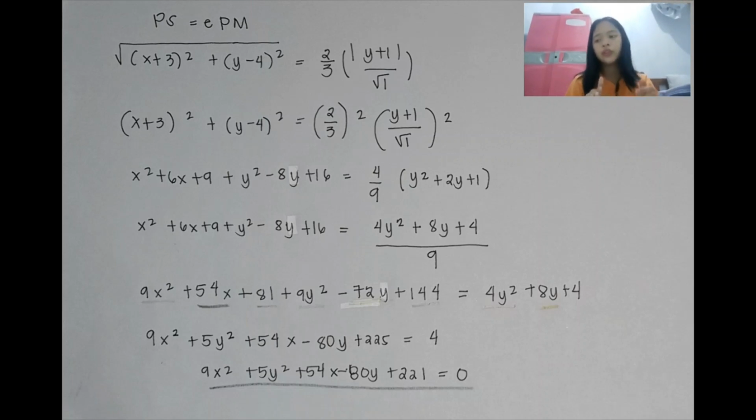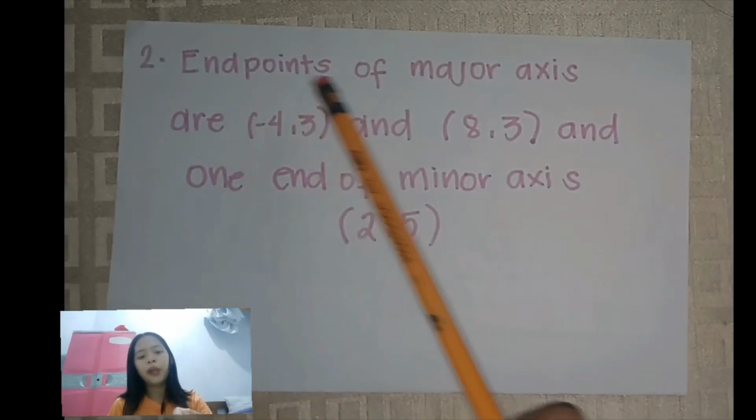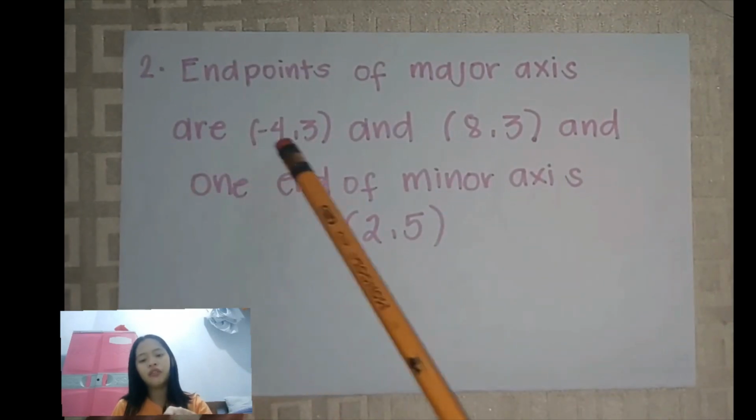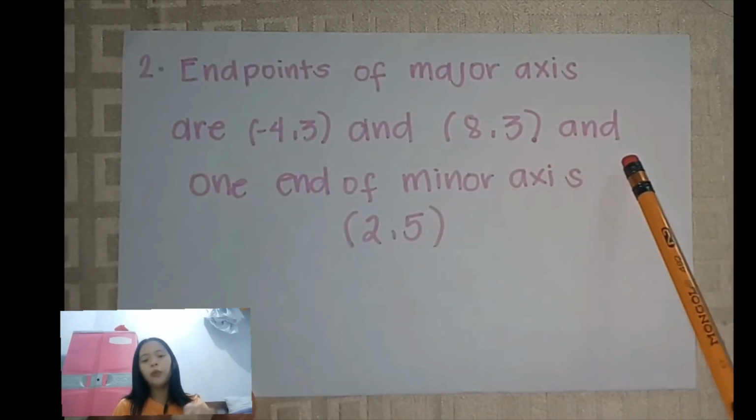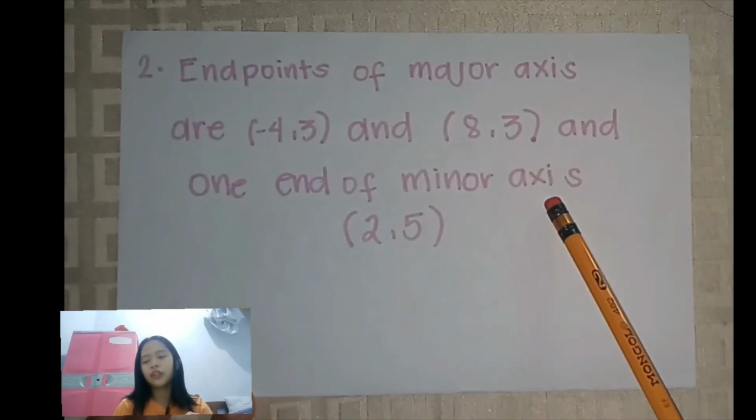So the equation of this given situation is 9x squared plus 5y squared plus 54x minus 80y plus 221 is equal to 0. In number 2, given endpoints of major axis are negative 4 and 3 and 8 and 3. And one endpoint of minor axis is 2 and 5.